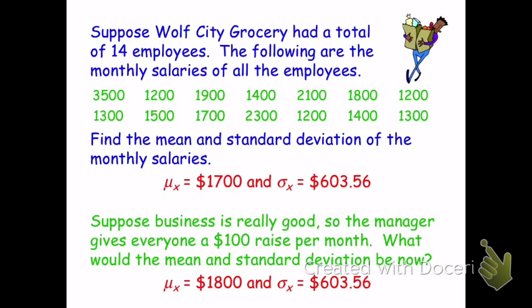So remember, if you add, subtract, multiply, divide, that changes your mean. But if you just add and subtract, that doesn't change your standard deviation. The only time standard deviation changes is with multiplying, dividing.